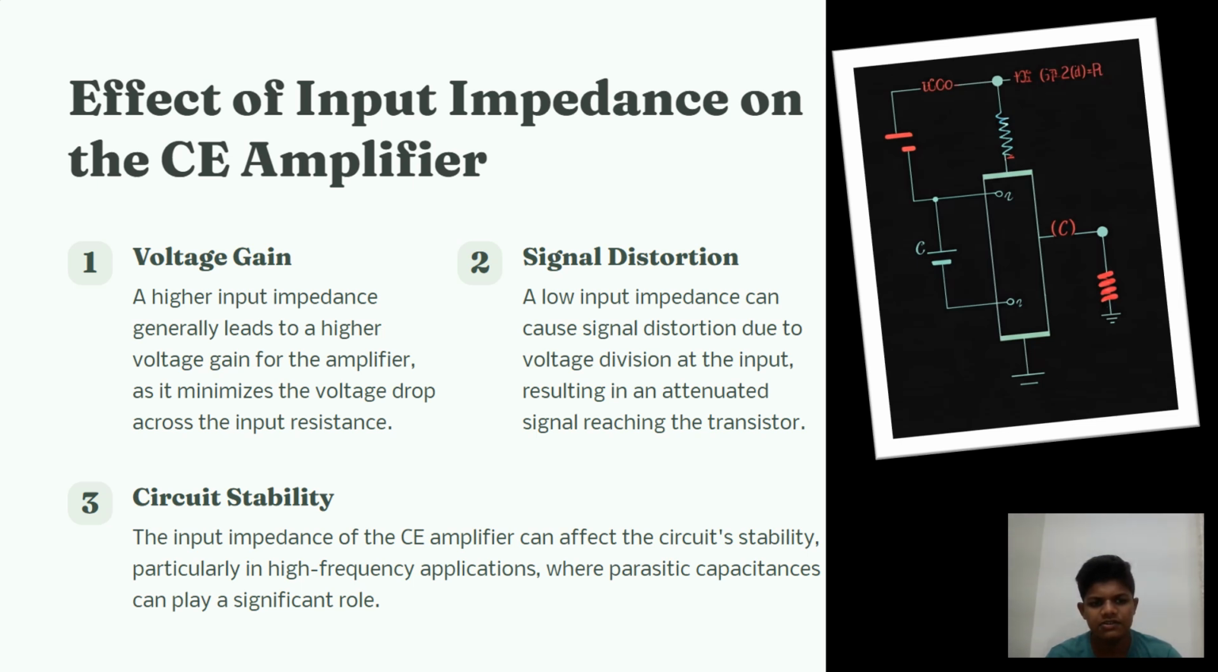Then third one, circuit stability. The input impedance of the common emitter amplifier can affect the circuit stability, particularly in high frequency applications where parasitic capacitance can play a significant role.